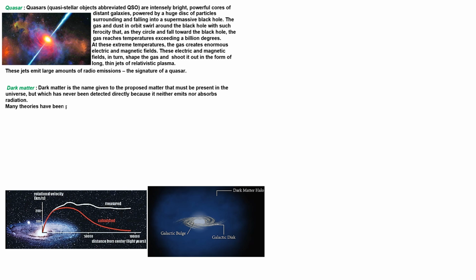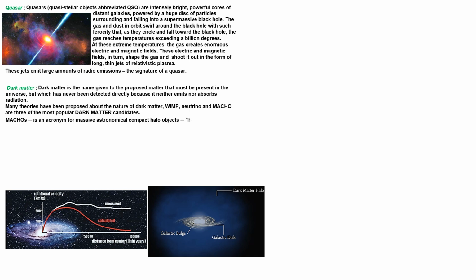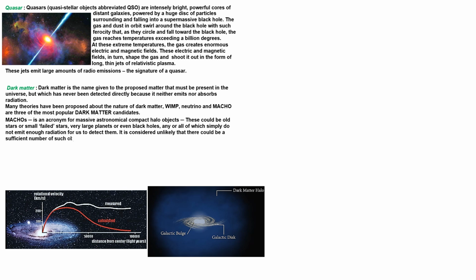Many theories have been proposed about the nature of dark matter. MACHOs, WIMPs, and neutrinos are three of the most popular dark matter candidates. MACHO is an acronym for Massive Astronomical Compact Halo Objects. These could be old stars or small failed stars, very large planets, or even black holes, any or all of which simply do not emit enough radiation for us to detect them. It is considered unlikely that there could be a sufficient number of such objects to explain dark matter fully.